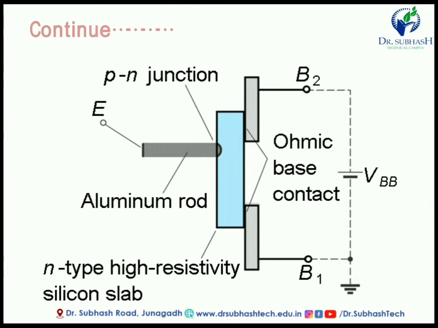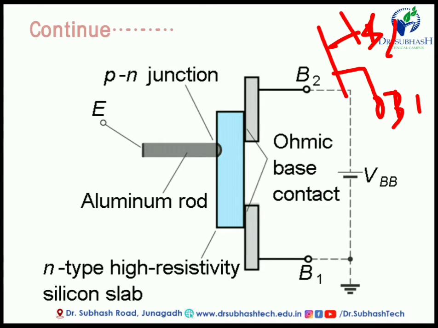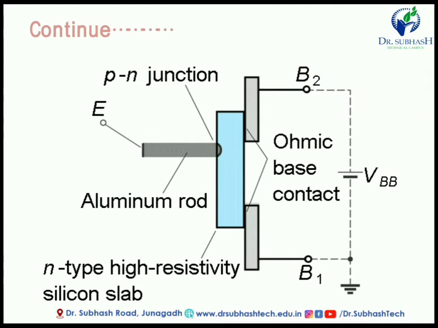This is the internal structure, not the symbol. If you want to draw the symbol, you have to draw it like this: this is base 2 and this is base 1, meaning B2 and B1, and the emitter is drawn at a slight angle. This is the symbol of the UJT. You have to remember that UJT is the unijunction transistor. It is a transistor but only one junction is there. So this is about the internal structure of the UJT.